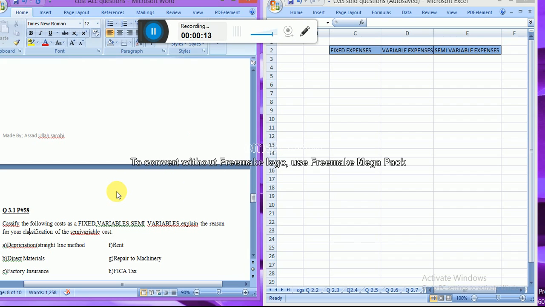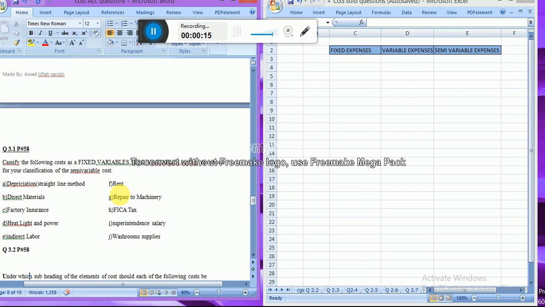Today our question is 3.1, page number 58. First we read the question, after that we will move towards the solution. Question number 3.1, page number 58. Classify the following costs as fixed, variable, and semi-variable. Explain the reason for your classification of the semi-variable costs.